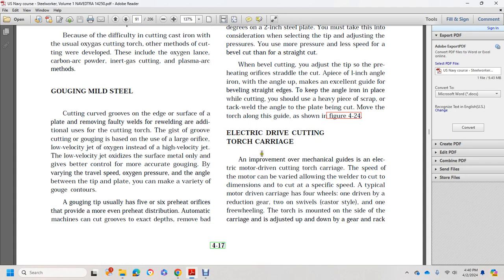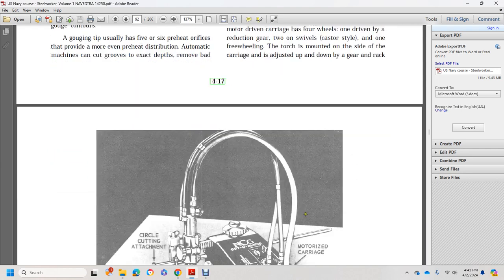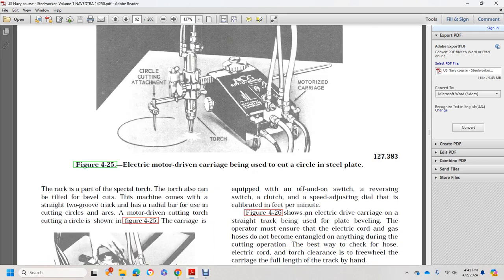The electric drive cutting torch carriage is an improvement over the mechanical guide. With the electrical motor driven cutting torch carriage, the speed of the motor can be varied, allowing the welder to cut at a specific speed. The typical motor driven carriage has four wheels: one driven by a reduction gear, two of a swivel and caster style, and one free wheel. The torch is mounted on the side of the carriage and adjusted up and down on the gear rack.